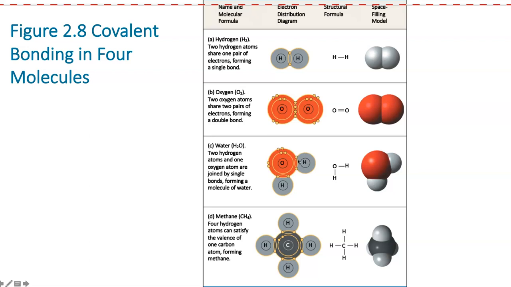In water, you can see that each hydrogen atom is sharing a pair of electrons with the oxygen atom. So this one's sharing 2 electrons, and this one is sharing 2 electrons. That's 2 single bonds, and we're going to draw the structural formula like this, with an oxygen connected to a hydrogen in 2 places. But those are both single bonds. And if we look at methane here, which is CH4, carbon with 4 hydrogen atoms being shared in a covalent bond, it looks like that. And there's the space filling model, which we sometimes see.